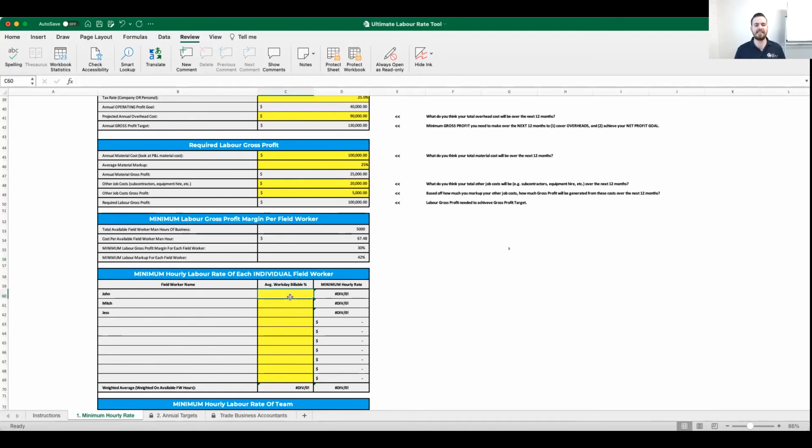All right, so the next section we need to look at is the average workday billable percentage. So this is, put simply, if you looked over a day, over a week, over a month, over a year, there's going to be an average percentage that your field workers are actually billable over the 8-hour period. And why it's important to factor this in is for a lot of the trade businesses out there, especially service-based businesses, you are not going to be 100% billable. That's just not going to be the case.